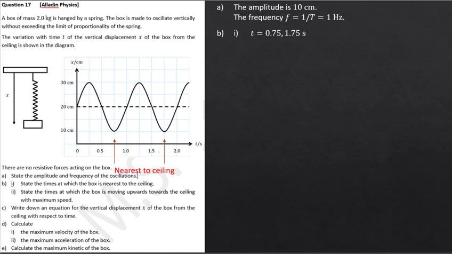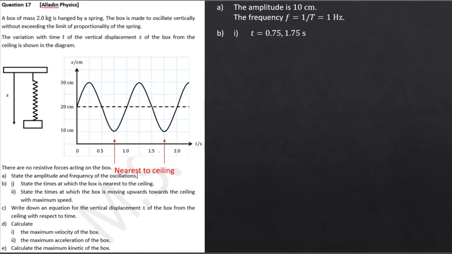Second part, it says: state the times at which the box is moving upwards towards the ceiling with maximum speed. So, if I remind you, here we have a displacement-time graph.